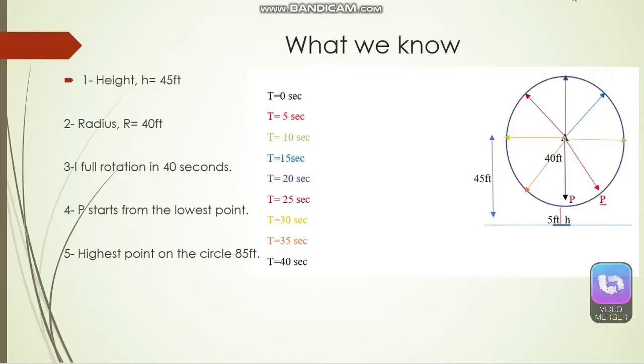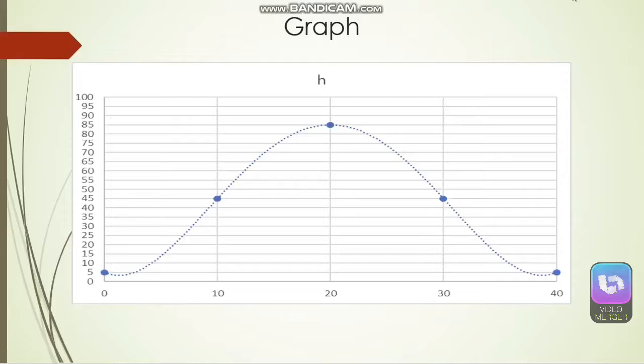Next, since the height from the ground to the center is 45 feet and the radius of the circle is 40 feet, the height from the ground to the lowest point of the circle is 5 feet, as shown on the circle. In addition to that, the highest point on the circle will be 85 feet. Next, we graph the time we found with the height that it is on the Ferris wheel.